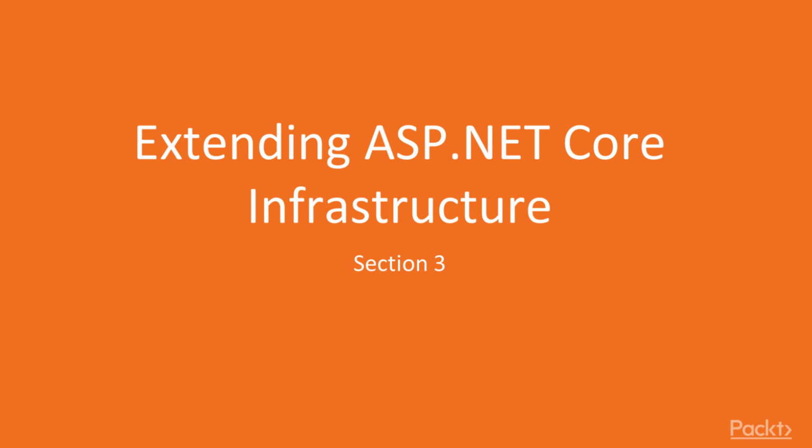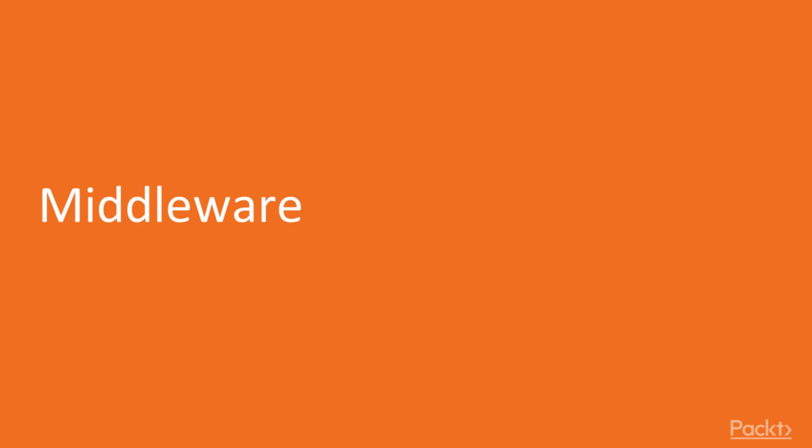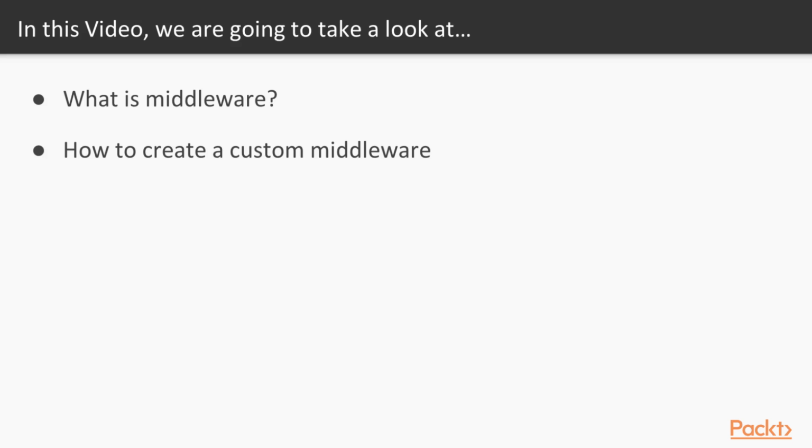In the third section, we'll talk about extending the ASP.NET Core infrastructure. We'll focus mainly on two things, the middleware and the caching. In this video, we are going to talk about the middleware. You will see what the middleware is and how you can create a custom middleware.